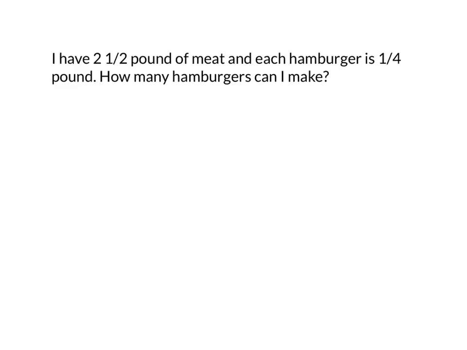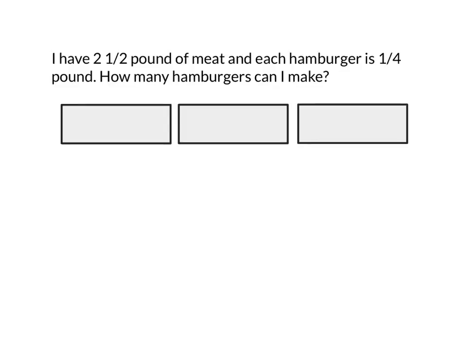And in this problem, I have 2.5 pounds of meat, and each hamburger is 1/4 pound. How many hamburgers can I make? So in this situation, I have 2 whole pounds of meat. So I have all of the first one. So we have all of this, that's my 2 wholes. And then in this one, we have half. Okay, and we want to see how many 1/4 pound burgers I can make. So I'm taking 2.5 pounds, 1/4 at a time.